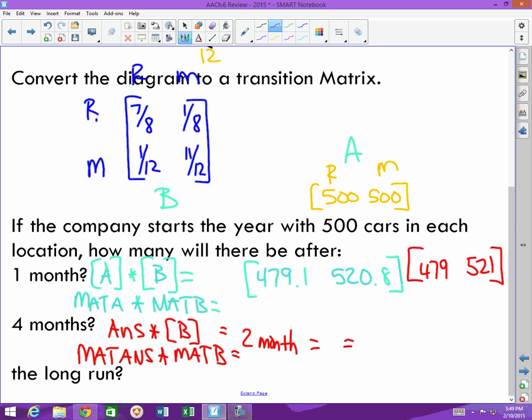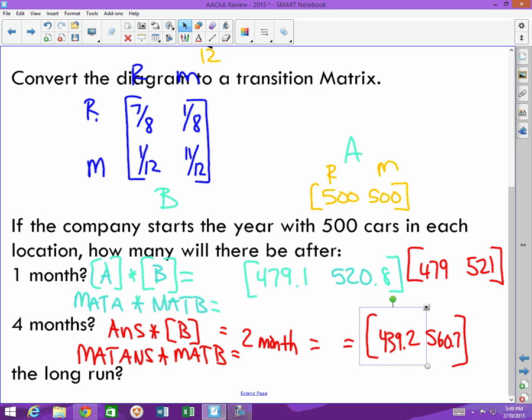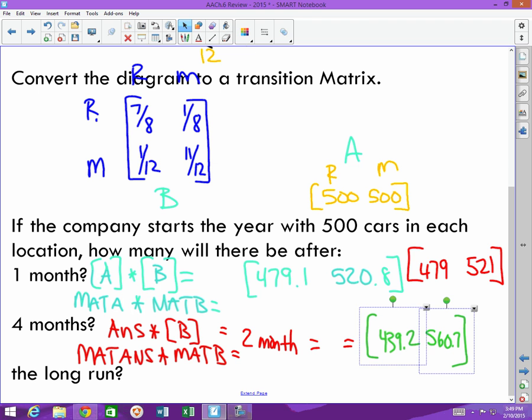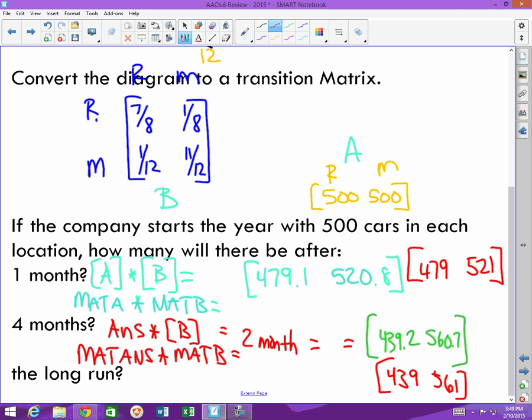439.2 and 560.7. I probably should change this color. And so then in the 4th month, you would get 439 and 561.